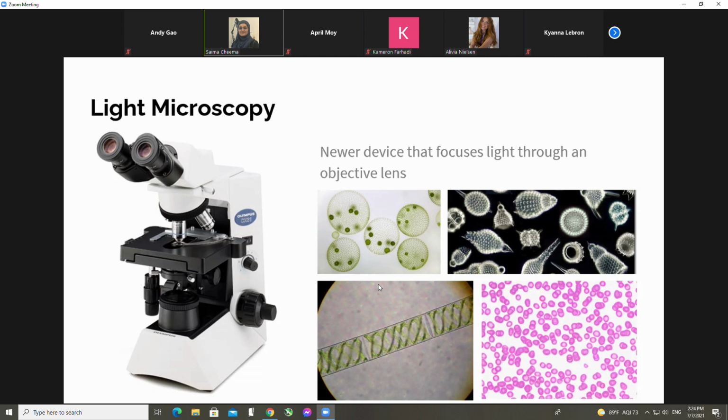Okay, so if you wanted to calculate the limit of resolution for a given objective lens in a microscope, does anyone remember how that's done?